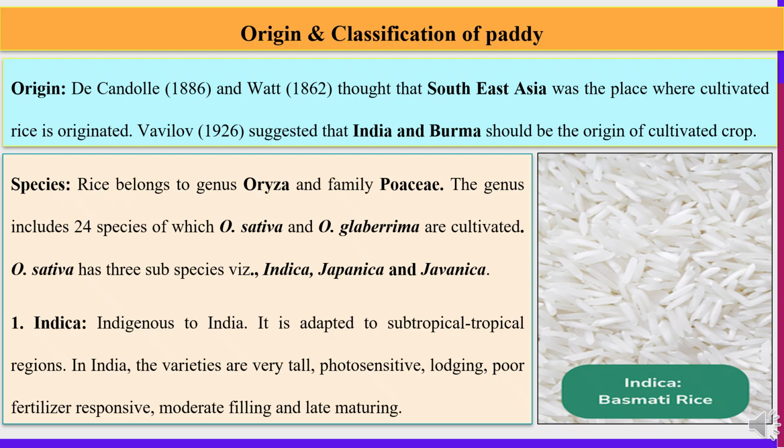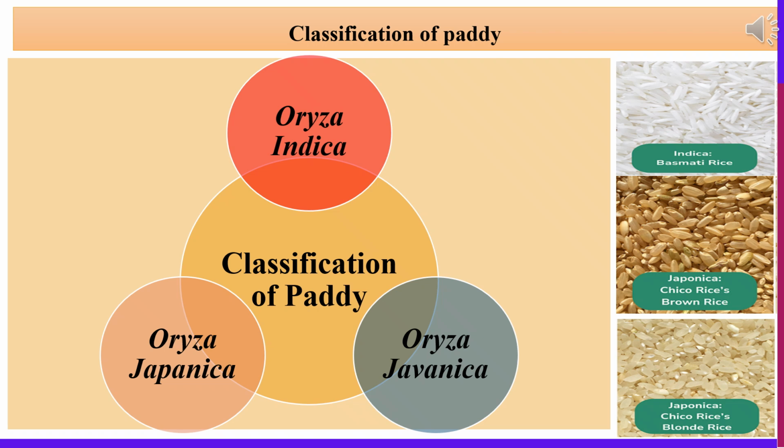O. sativa has 3 subspecies, viz., indica, japonica and javanica. 1. Indica, indigenous to India. It is adapted to subtropical and tropical regions. In India, the varieties are very tall, photosensitive, lodging, poorly fertilizer responsive, moderate filling and late maturing. The classification of paddy into 3 main groups based on species.